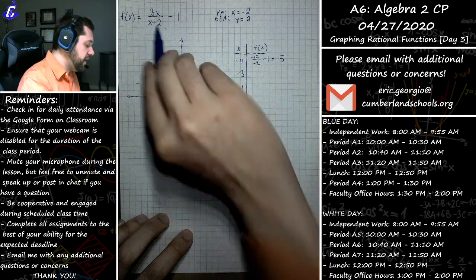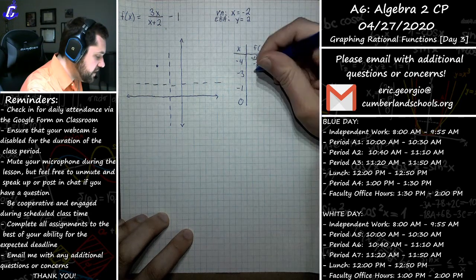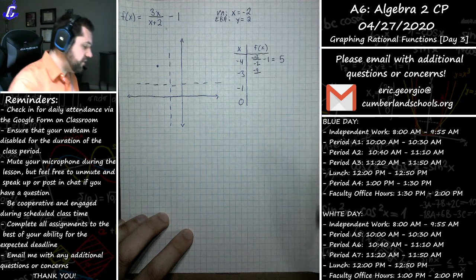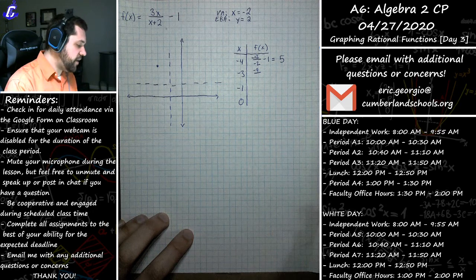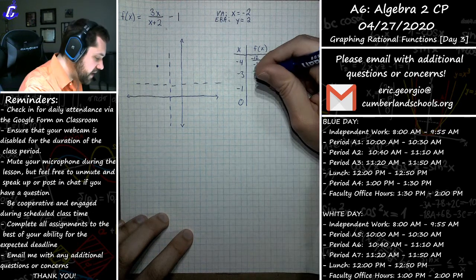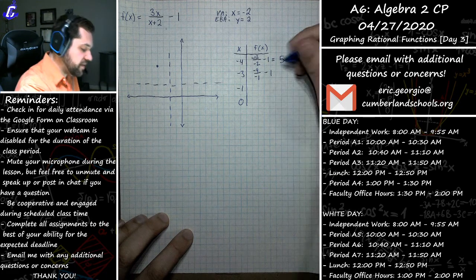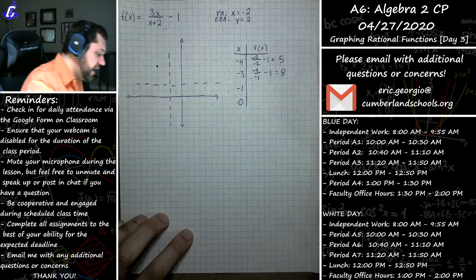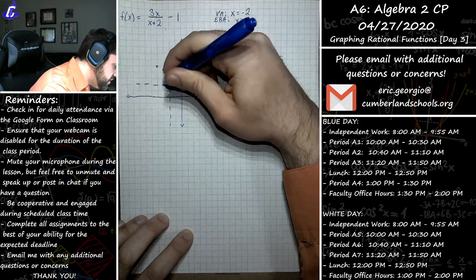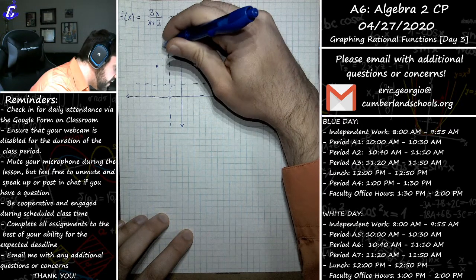Next, I'm going to go ahead and plug in negative 3. Negative 3 goes in. In the numerator, I get negative 9. That's 3 times negative 3. In the denominator, I'm going to get negative 3 plus 2 is negative 1, and then minus 1. Negative 9 divided by negative 1 is positive 9, minus 1 is positive 8. So I get another point at 1, 2, 3, 4, 5, 6, 7, 8 right here.